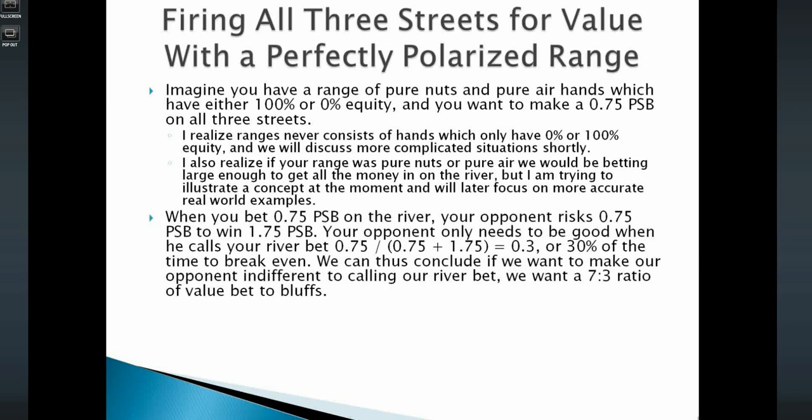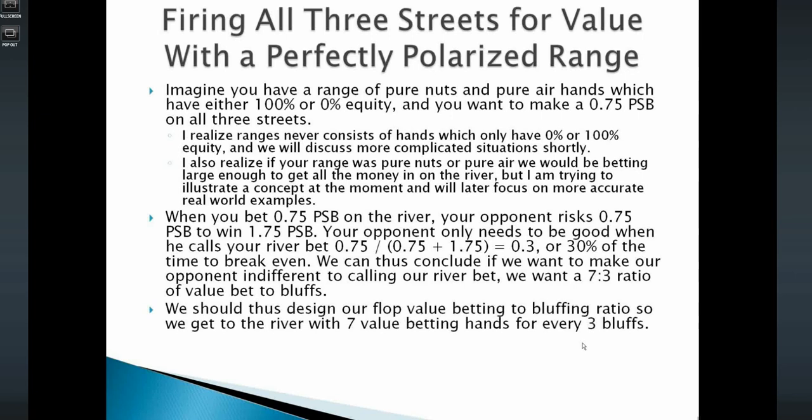When you bet 0.75 pot size bets on the river, your opponent risks 0.75 pot size bets to win 1.75 pot size bets. Your opponent only needs to be good when he calls your river bet 0.3 or 30% of the time to break even. We can thus conclude if we want to make our opponent indifferent to calling our river bets, we want a 7-to-3 ratio of value bets to bluffs. We should thus design our flop value betting to bluffing ratio so we get to the river with 7 value betting hands for every 3 bluffs.